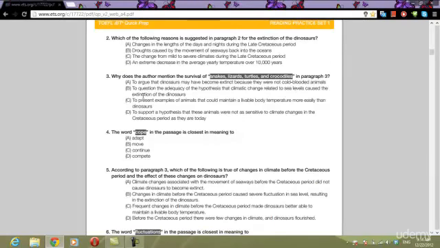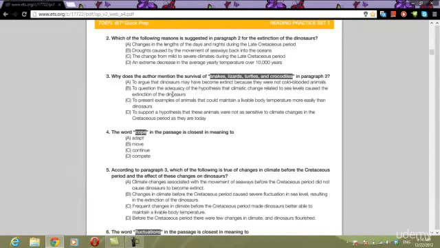So let's look at our answer choices. To argue that dinosaurs may have become extinct because they were not cold-blooded animals. No, that is not why they are presenting that information. The previous sentence said they became extinct due to climate changes, not because they were not cold-blooded. So we know choice A is wrong.